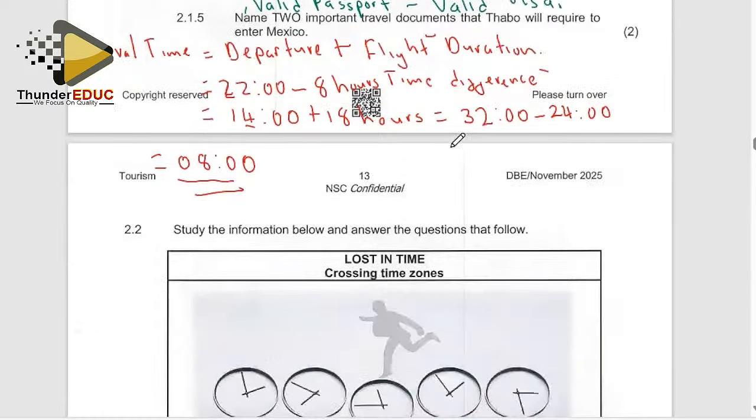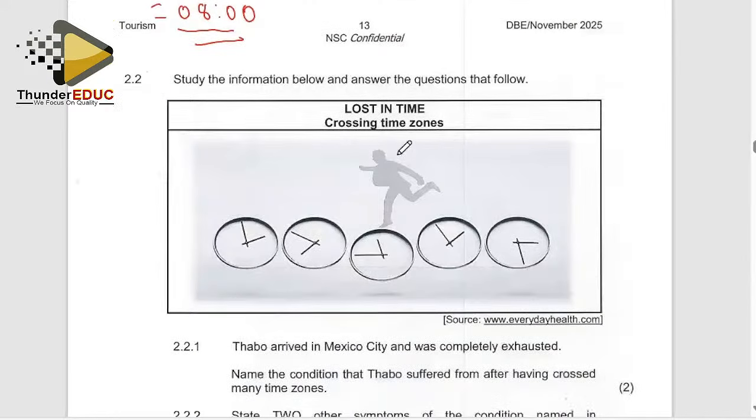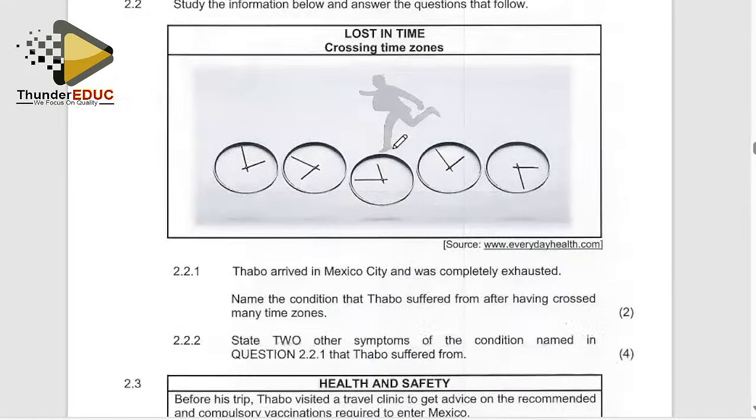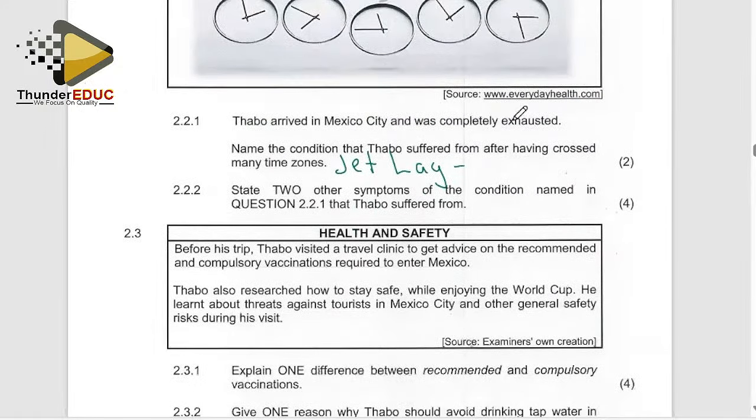Then moving on to the next question. Study the information below and answer the questions that follow. So Thabo arrived in Mexico City. Then in addition to that, name the condition that Thabo suffered from after crossing several time zones. That is a typical example of jet lag. He felt jet lagged. So that is a typical example of jet lag. So he was completely exhausted.